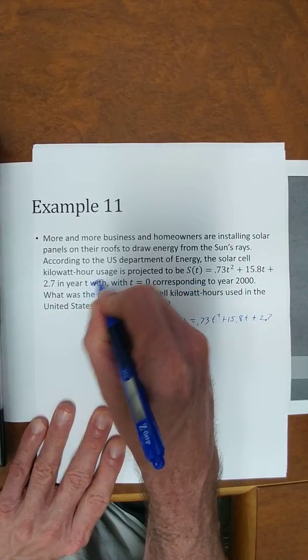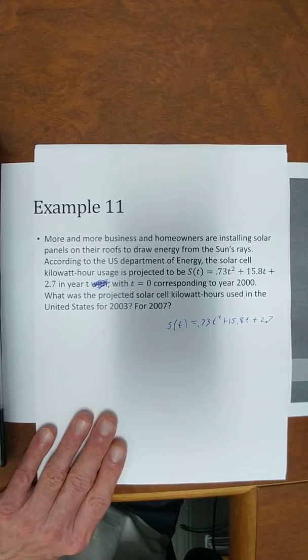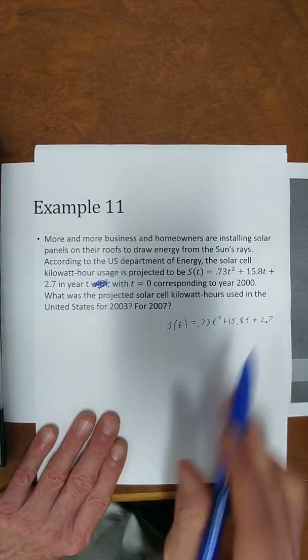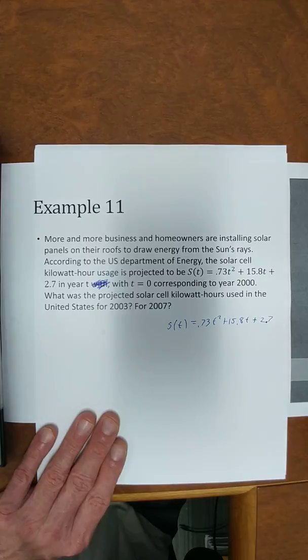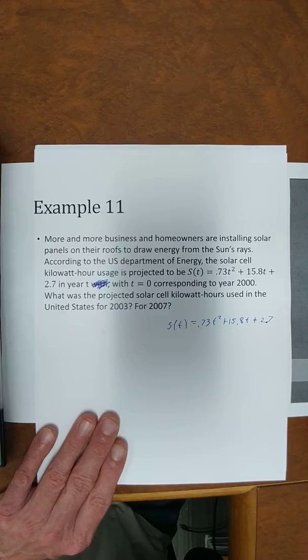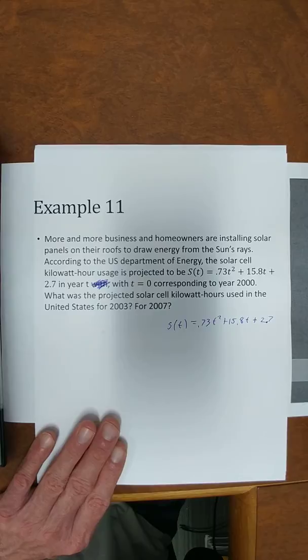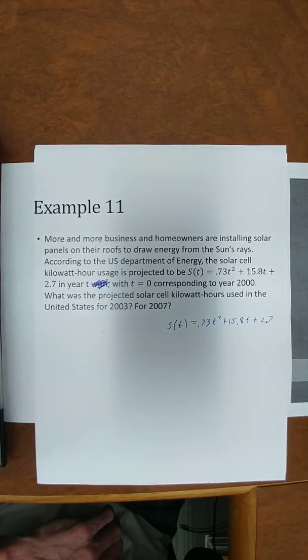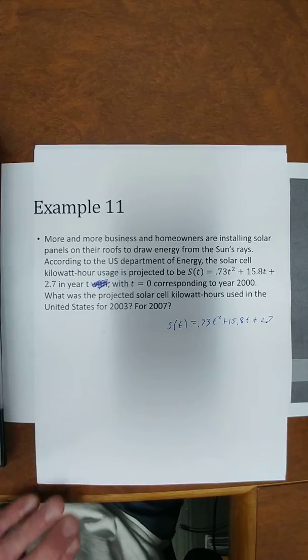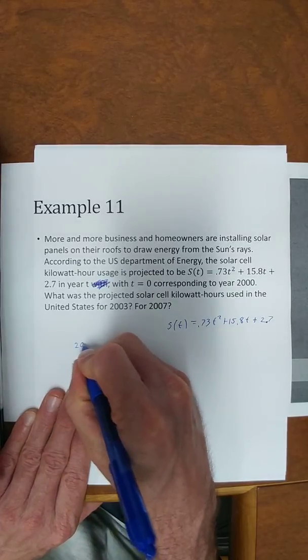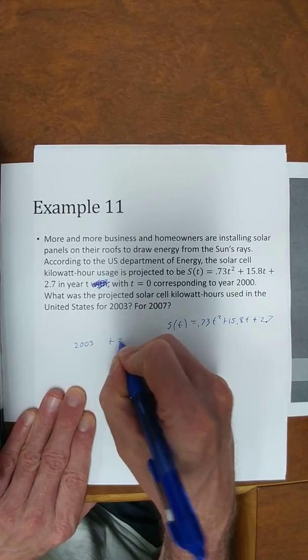I think I have another typo. Just get rid of the "with." So with T equal to 0 corresponding to the year 2000, what are the projected solar cell kilowatt hours used in the U.S. for 2003 and 2007? So in 2003, we're going to use T is 3.